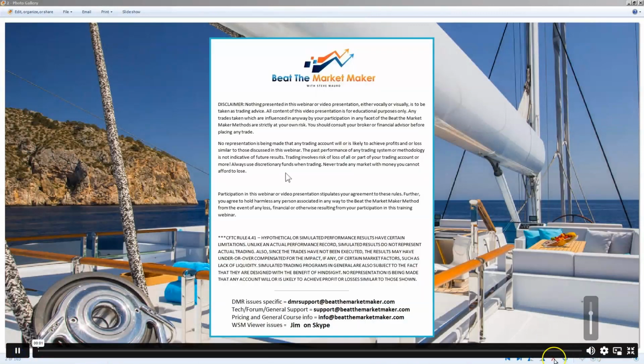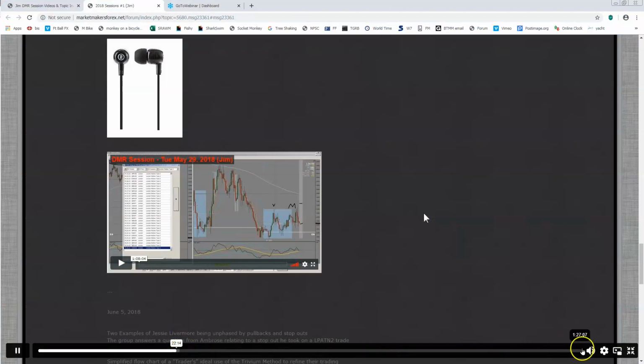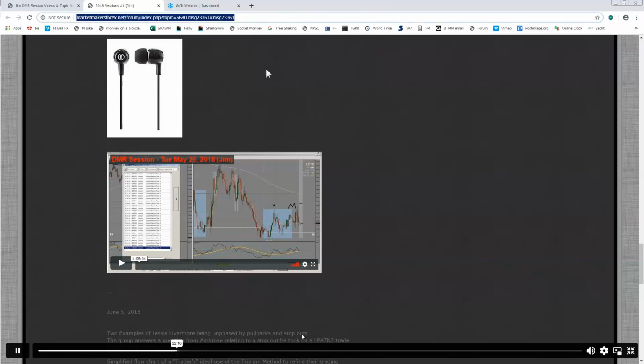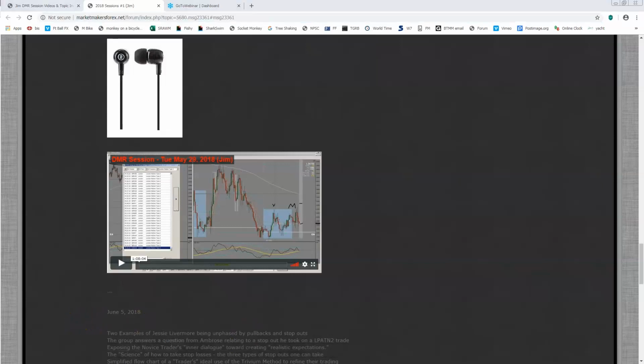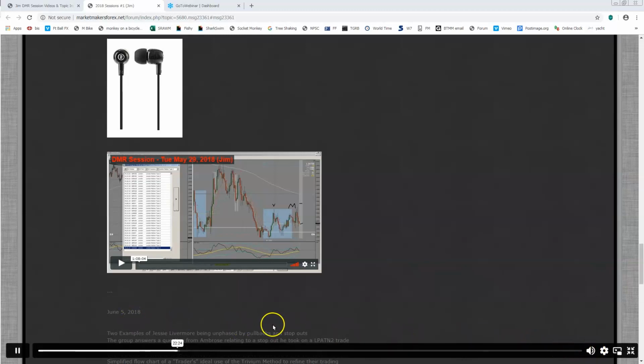Starting with our disclaimer, trading involves risk of loss of all or part of your trading capital. And this is the kind of stuff that you would want to have applied to not necessarily your trading, but in your planning to trade. Okay, so it's a little complicated, but I understand that some of you will get what I'm talking about.